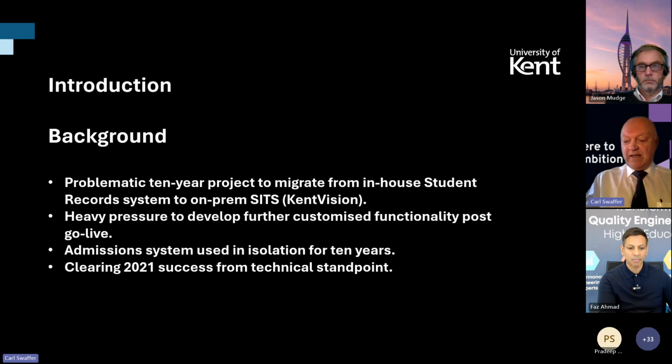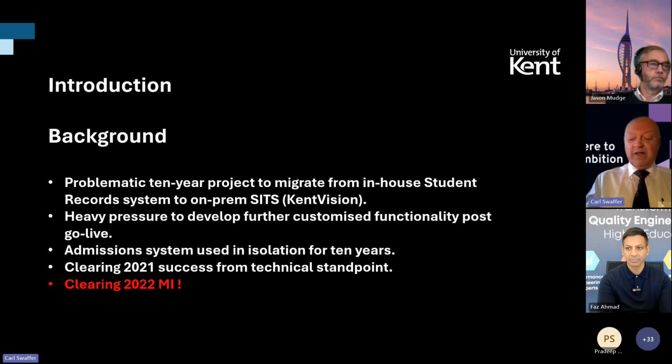Clearing 2021 success. Despite the launch of Kent Vision, that's the local name for our SITS system, 2021 clearing was successful with no major issues. Much of this was due to the lack of more resource-intensive functionality, which at that point was still under development. The usual in-house load testing of the admissions and clearing functionality did not reveal any issues. We were, however, in new territory, as prior to 2021, clearing and admissions were on separate systems to our main student record system.